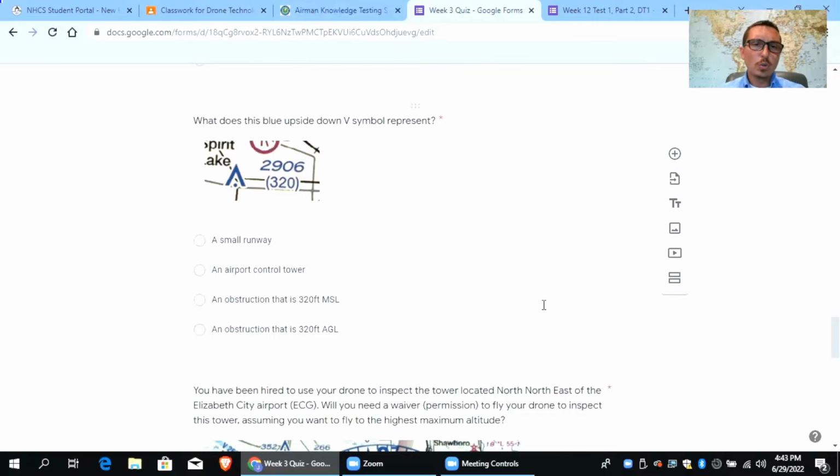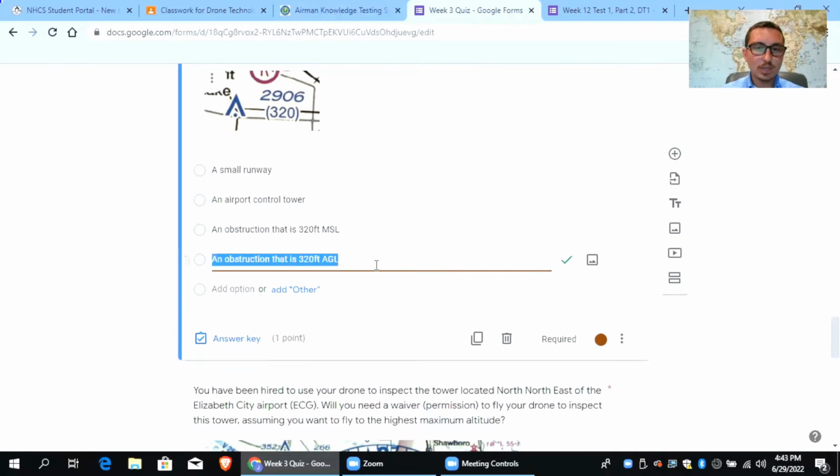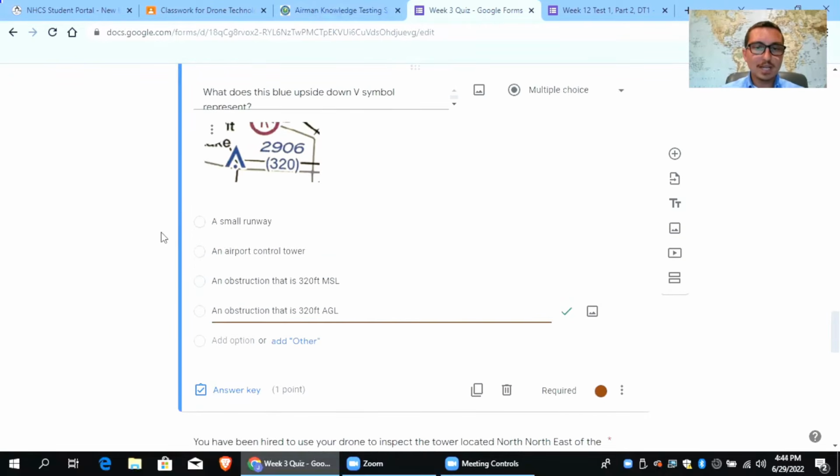What does this blue upside down V symbol represent? This is representing a tower or some sort of obstruction. And here I'm kind of messing with you with the AGL and MSL as the FAA will do. So if it's in parentheses and below, that's AGL. If it's up here, that bigger number is an MSL. MSL is mean sea level. So this would be AGL right here. So it's an obstruction that is 320 feet above ground level.